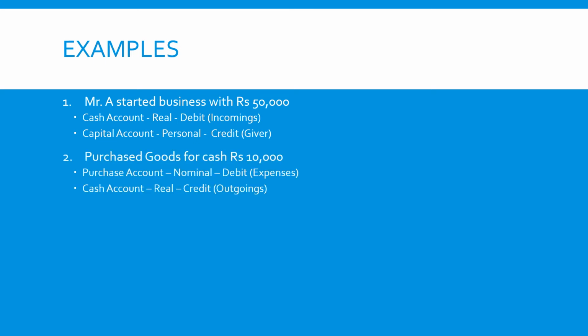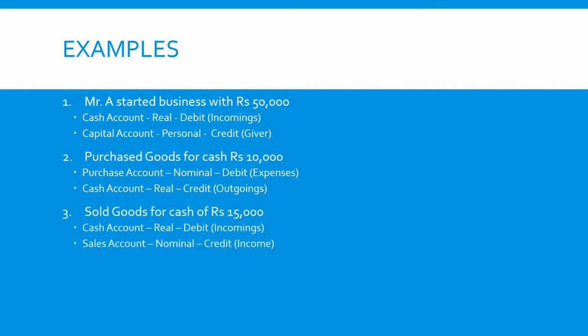The next example that I have taken is purchased goods for rupees 10,000. There are two accounts involved again. One is your purchase account, the other is your cash account, like the previous example. Here again cash is going out, and in the real account, going out means credit. Purchase account is a nominal account and it's an expense, since we have purchased the goods. As per the rule of the nominal account, all expenses and losses should be debited, that's why we are debiting the purchase account.